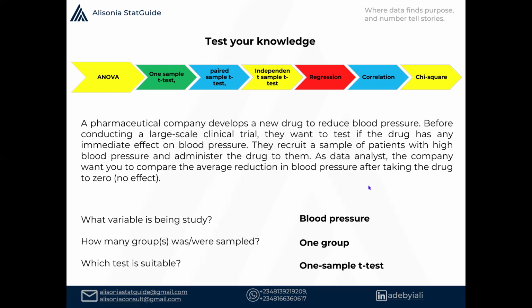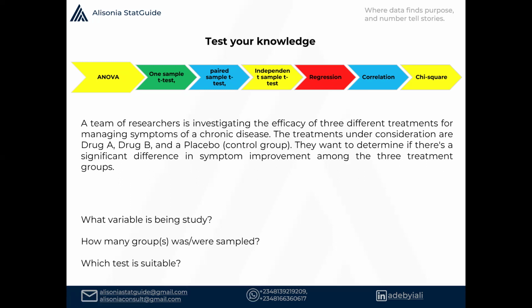The next one, this is another one. The team is investigating the efficacy of three different treatments for managing symptoms of a chronic disease. Treatments under consideration are drug A, drug B, and a placebo group, which is the control group. They want to determine if there is a significant difference in symptom improvement among the patients. This is used in a randomized control trial, but we are not going there. We have three groups here, so I already said the answer.